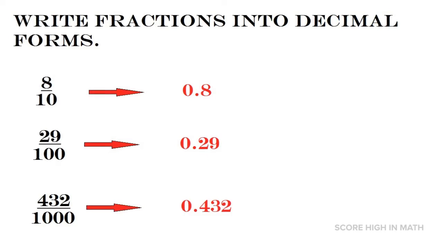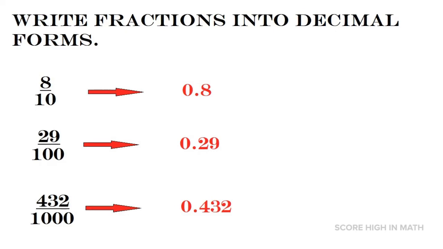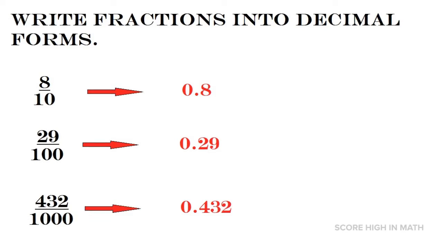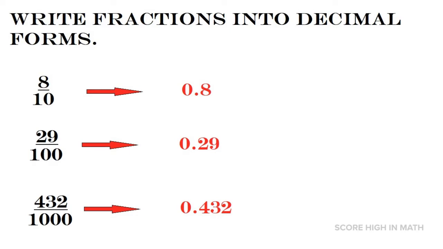To wrap it up in writing fractions into decimal forms, always consider the denominator. If the denominator is 10, we're going to write the numerator one place after the decimal point. Hence, if the denominator is 100, we're going to write the numerator two places to the right of the decimal point. Correspondingly, if the denominator is 1000, we're going to write the numerator three places to the right of the decimal point.